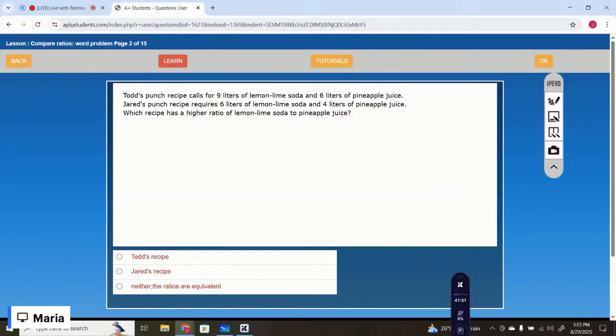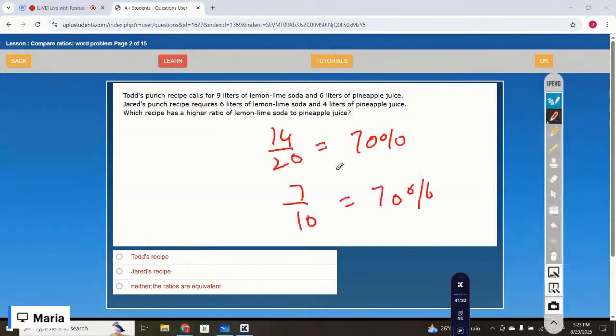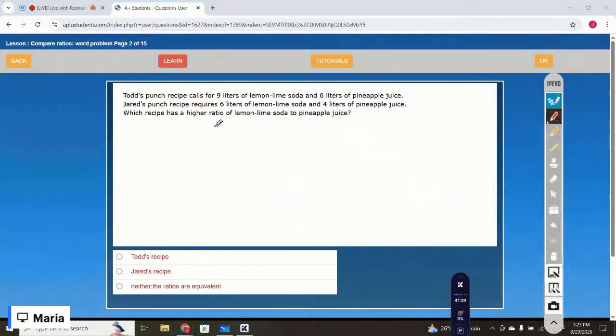Toad's sponge recipe calls for 9 liters of lemon-lime soda and 6 liters of pineapple juice. Jared's sponge recipe requires 6 liters of lemon-lime soda and 4 liters of pineapple juice. Which recipe has a higher ratio of lemon-lime soda to pineapple juice?